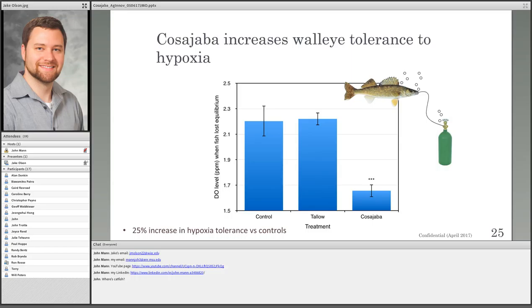So this table really just reiterates a lot of what I already talked about. We've seen a lot of effects of Cosajaba, particularly on the seawater stress, hypoxia stress, and temperature stress, all of which I mentioned are very relevant stressors for Atlantic salmon. What we're now investigating is the effects of Cosajaba on transport stress and pathogen stress. And overall, we think we might have a very practical, effective solution for some of these acute and chronic multi-hit stressors that seem to be leading to opportunistic infection in Atlantic salmon.